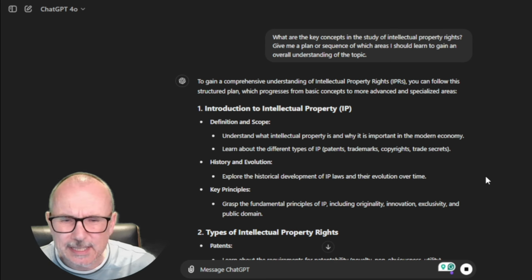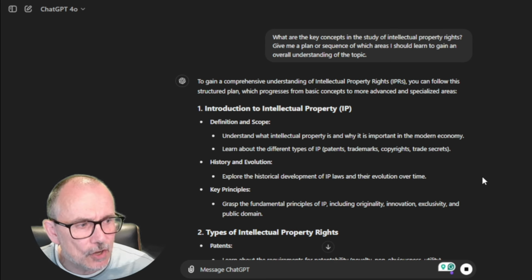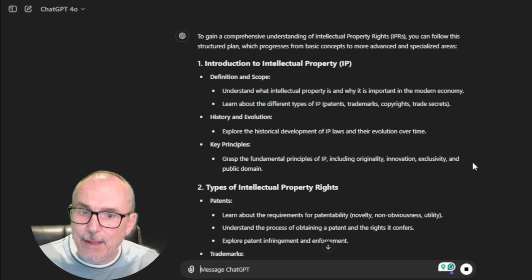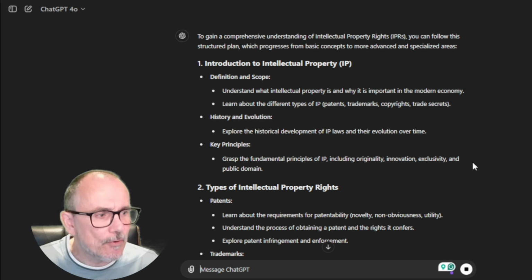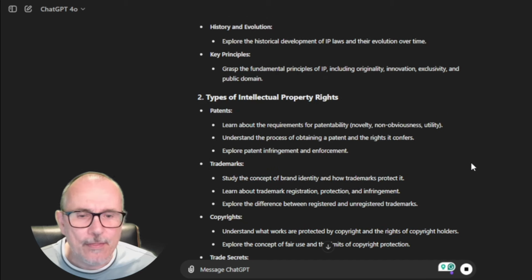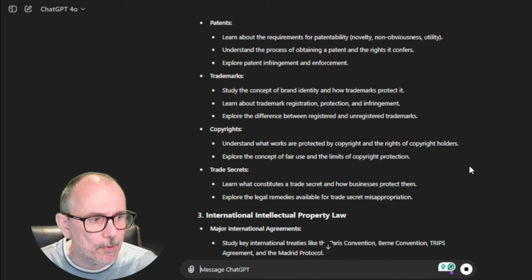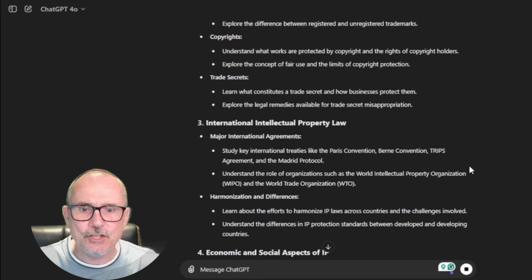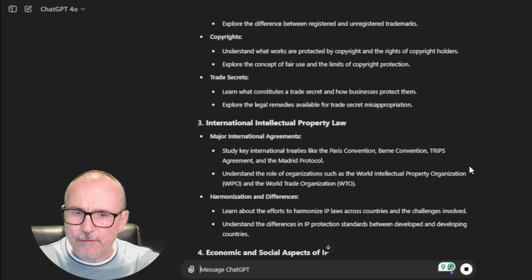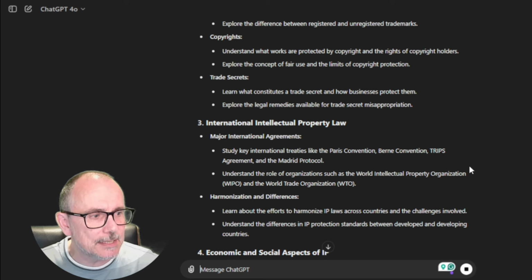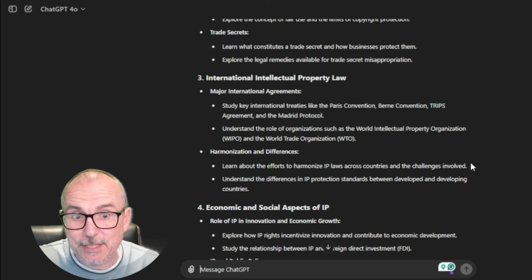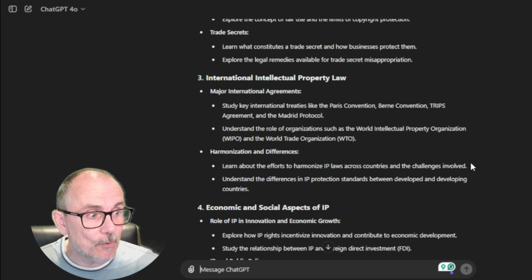Definition and scope, understand what the definition is and the scope, understanding the history and evolution of intellectual property rights, where they came from, why they were in, how they operated, the key principles, and then go through the types of intellectual property rights, patents, trademarks, copyrights, trade secrets, etc. And then looking at the major international agreements, all of this building my knowledge and understanding of the different parts of intellectual property rights. In this particular case, it could be any subject whatsoever.